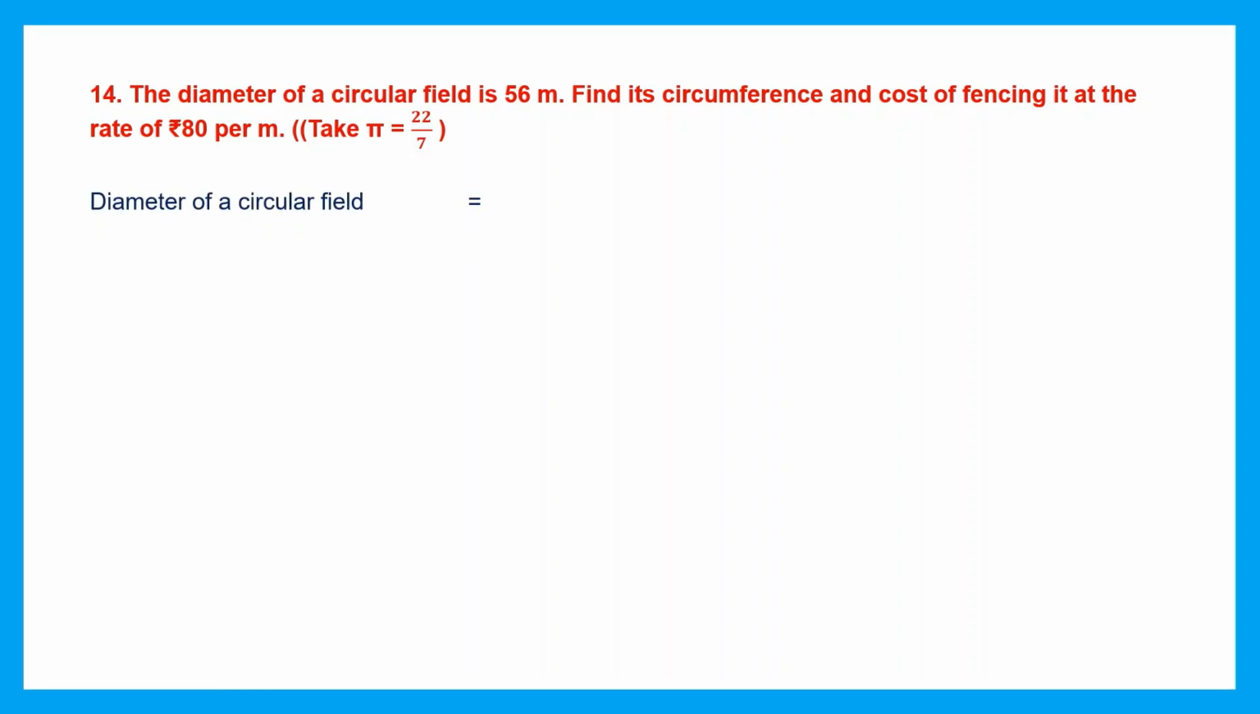Diameter of a circular field is given. It's given as 56 meters. Radius is not given, but we need radius to find the circumference. So let's find the radius using the formula diameter by 2. When you divide diameter by 2, you get the radius. That means we divide 56 meters by 2.